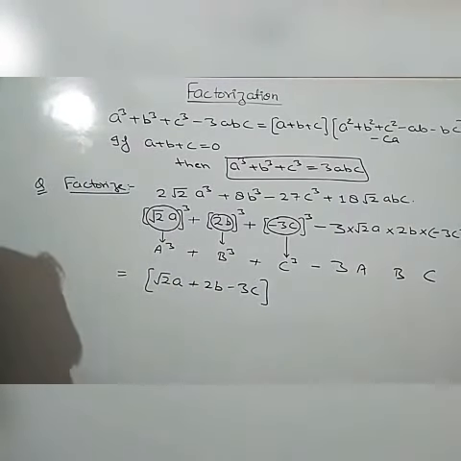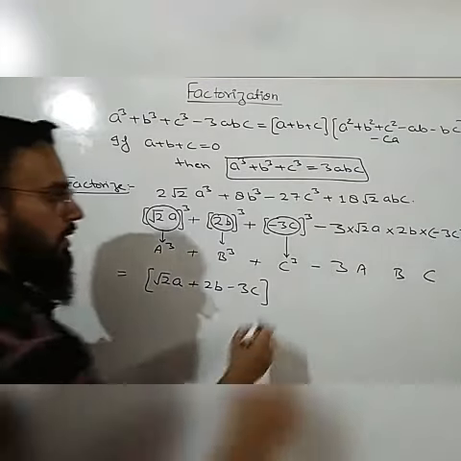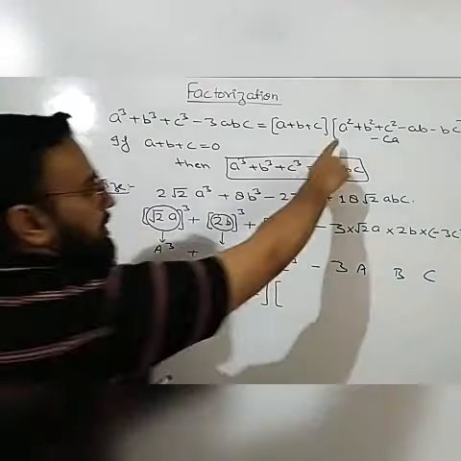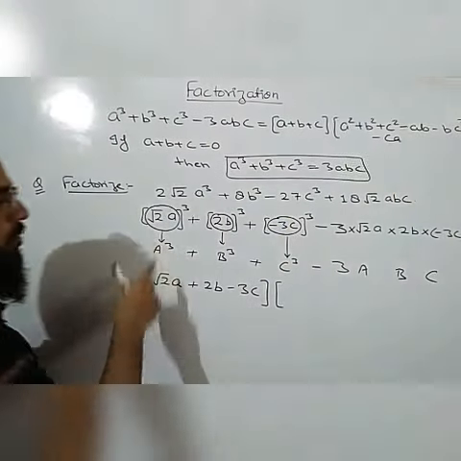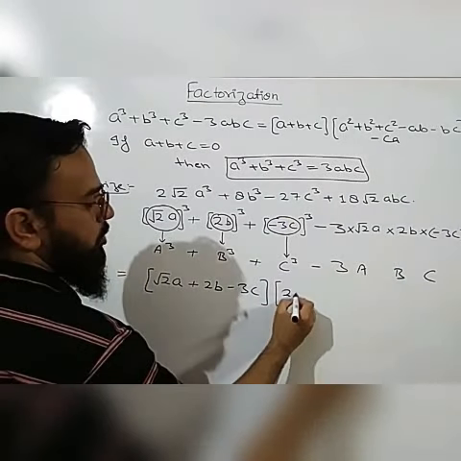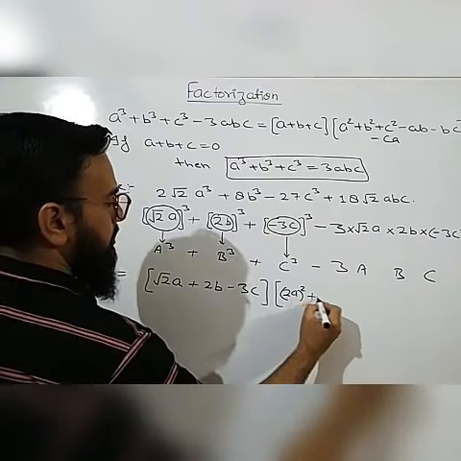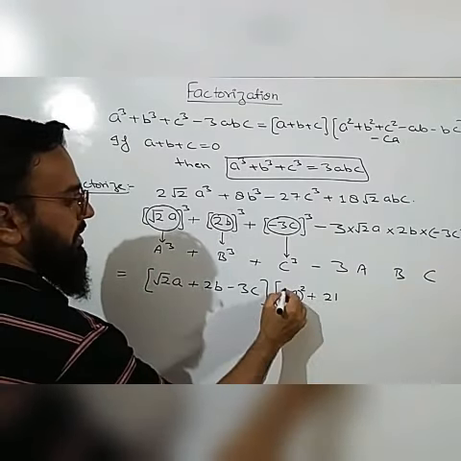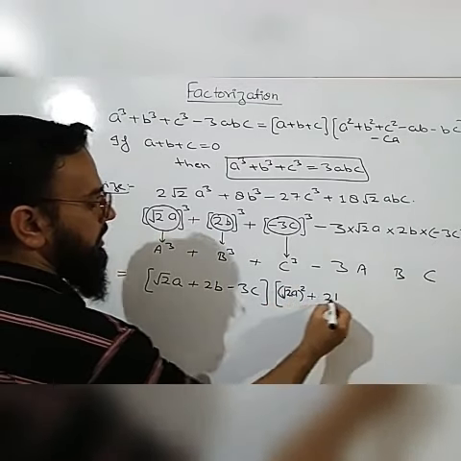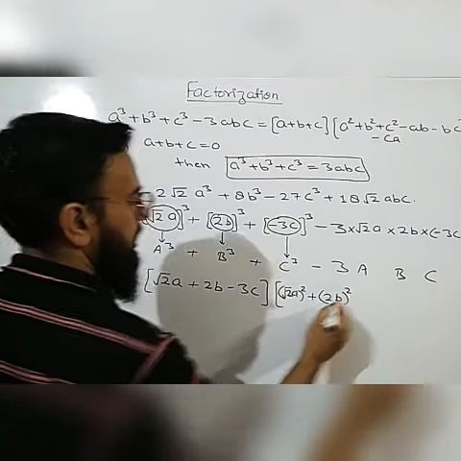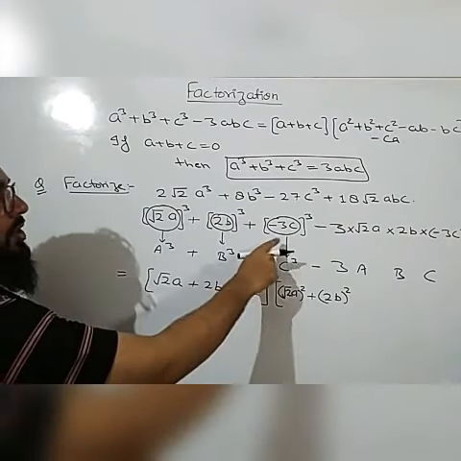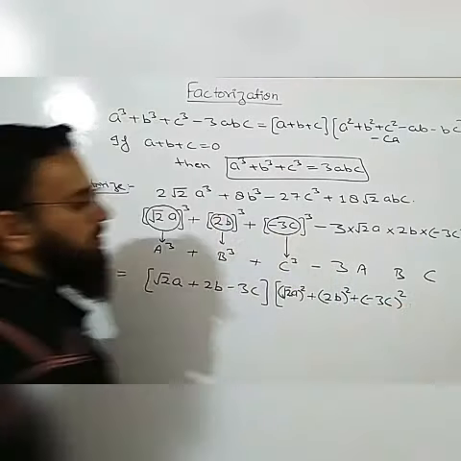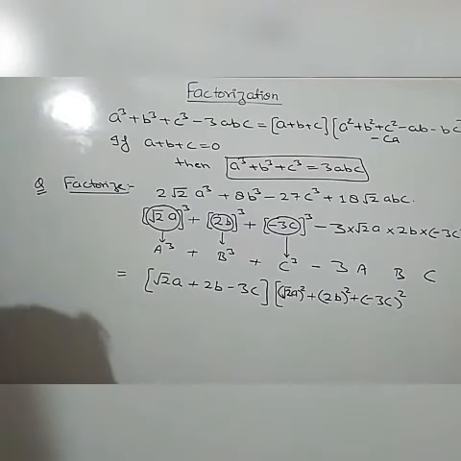It is the first bracket, a plus b plus c. Now in the second bracket, what will we get? It will be a square plus b square plus c square. So what will be a square? It will be root 2a whole square plus 2b whole square plus c square. And what is c? It will be plus, in bracket, minus 3c whole square.